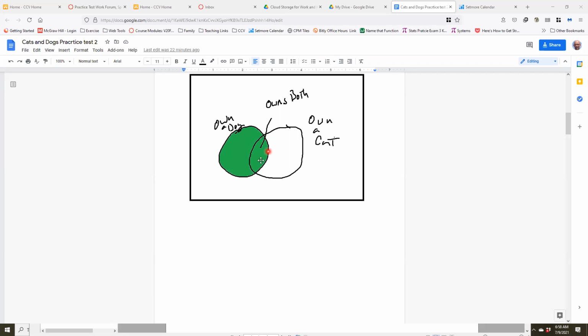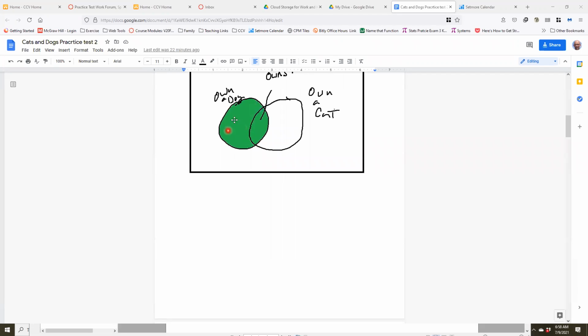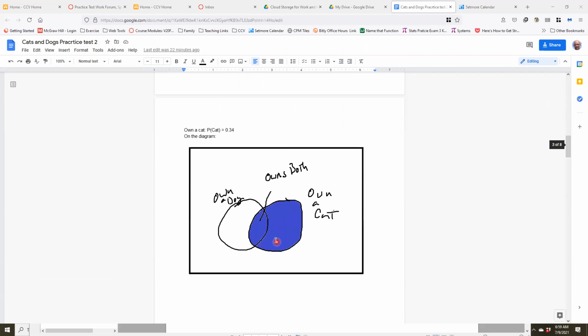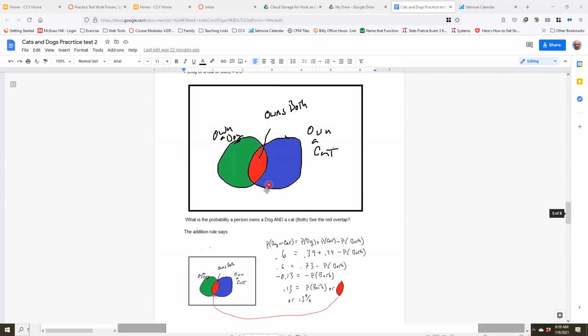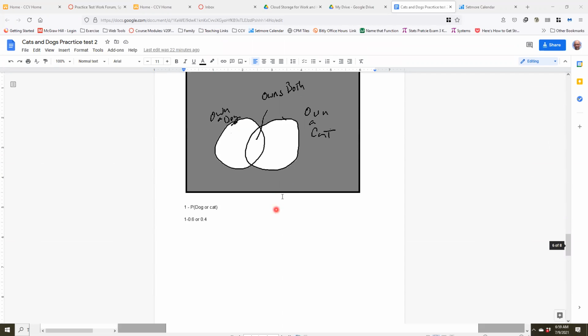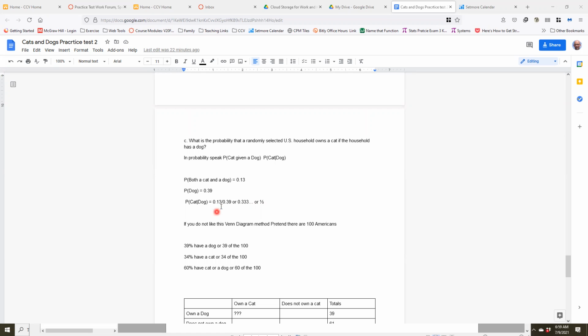Now, in that probability of these people that own a cat also is that red intersection. So remember, the conditional probability is the probability that they own both, given that they own the other. So what you do basically is you use that 0.13 divided by the 0.39, or 13 divided by 39, and that works out to be 0.33, or a third.